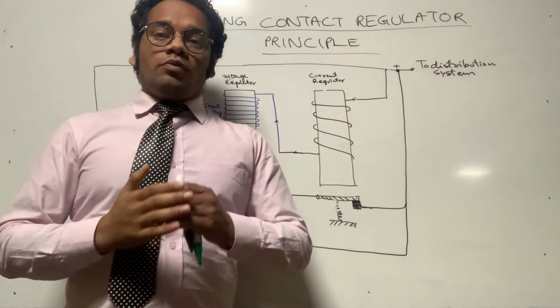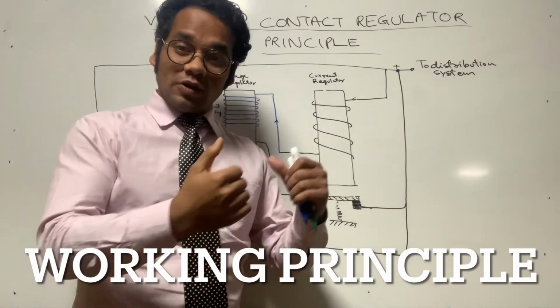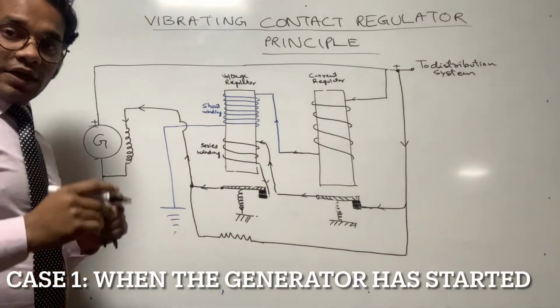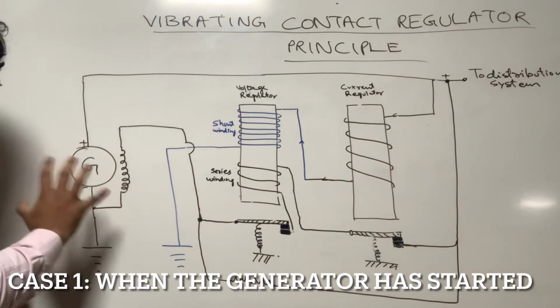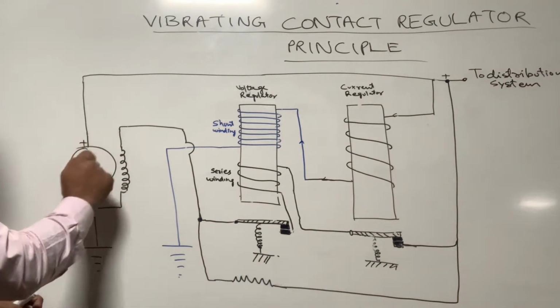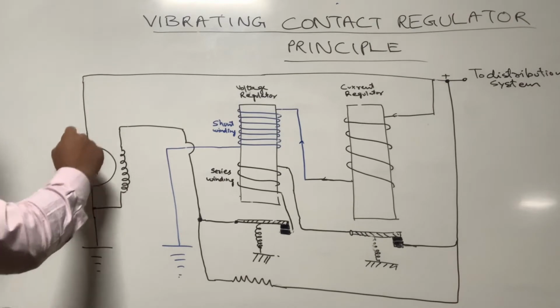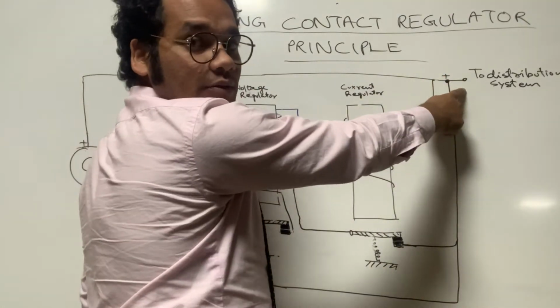Okay, now what we'll do is we'll learn the working principle of this regulator. Case 1. So suppose the generator has started and it is running. Okay, so when the generator is running, we know well it produces the output voltage here at its terminal.